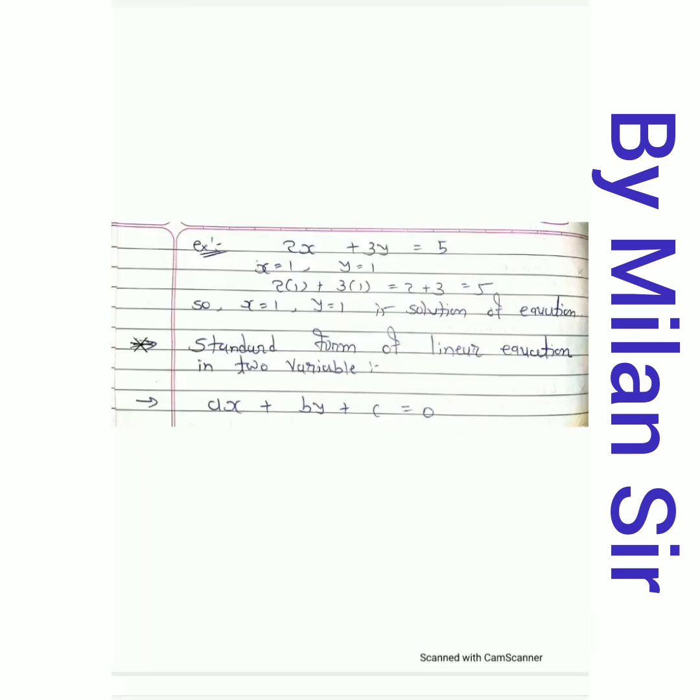Now here I have one example for a solution of an equation. This I already explained to you. 2x plus 3y equals 5. We put x equals 1, y equals 1. Then left hand side equals right hand side. So this is the solution of the equation.